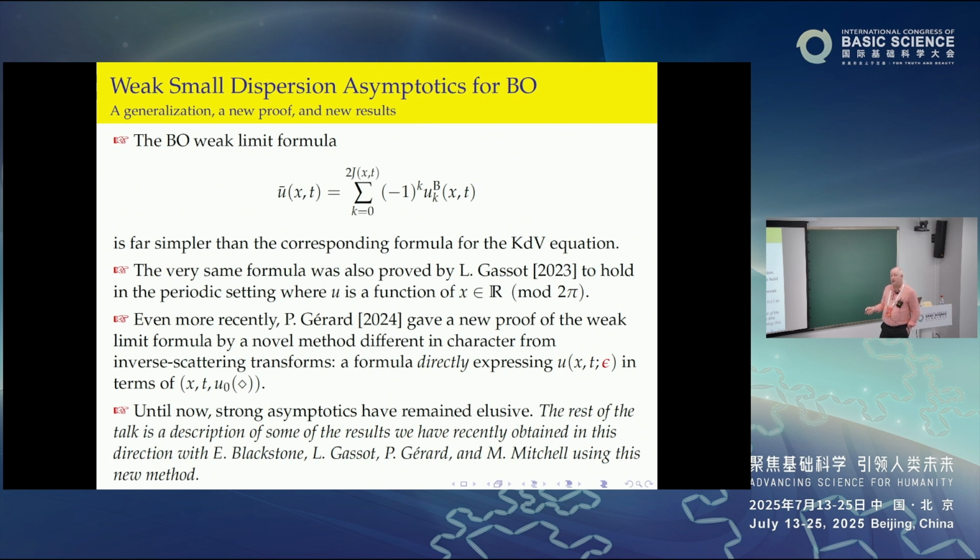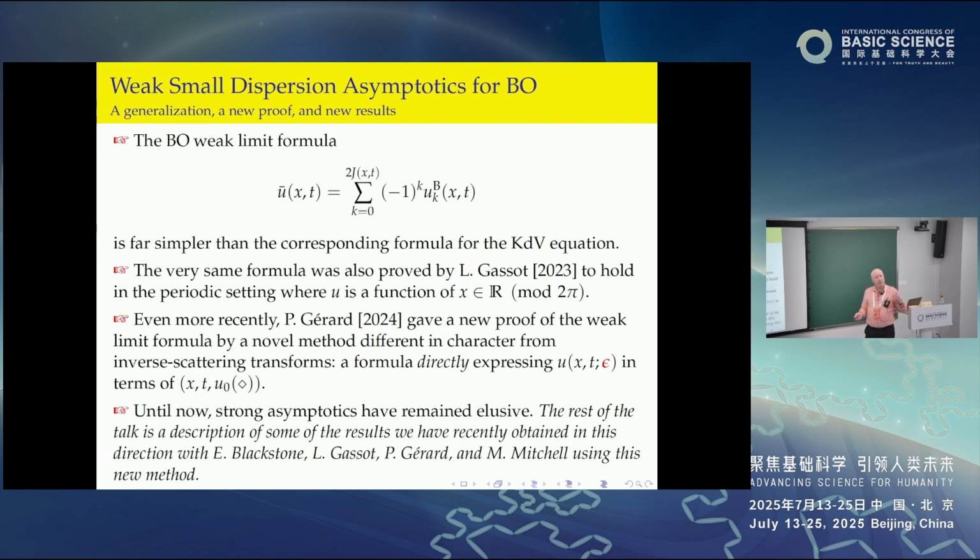Instead, it has to do with a beautiful thing, which is a formula that directly writes the solution of the Cauchy problem in terms of the variables x and t and the initial data. It's remarkable. I'll show you later, okay? It's a remarkable formula. But anyway, he used that and he was able to show that this is true in much more generality. So the thing is that all these results have to do with weak convergence in L2 to some object, this u bar function, this one right here. And until now, strong asymptotics have remained elusive.